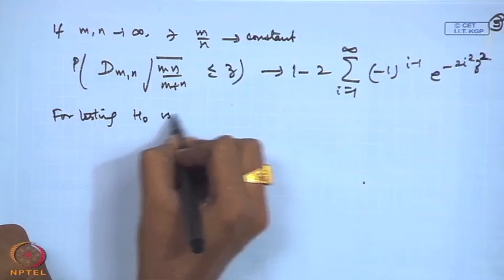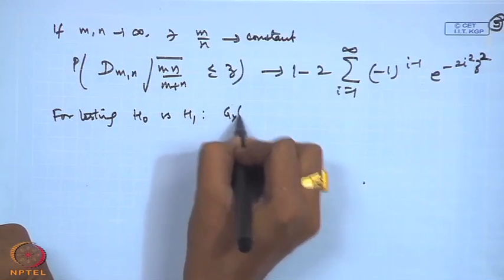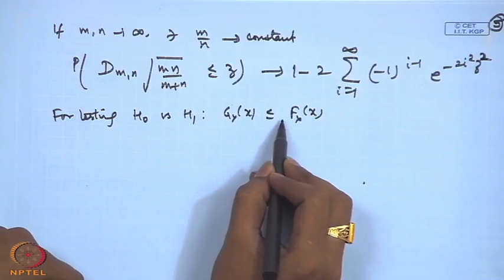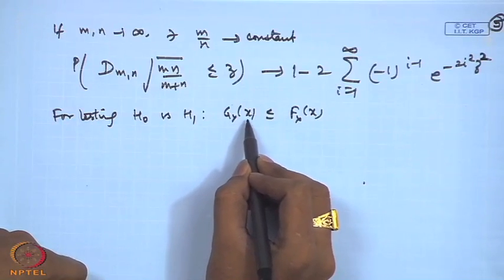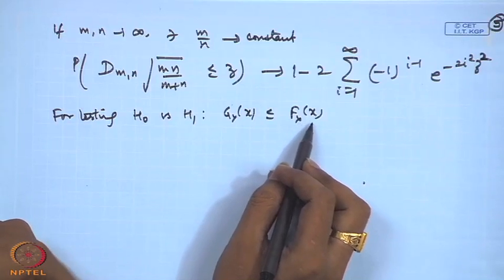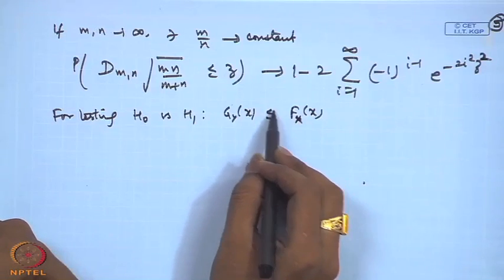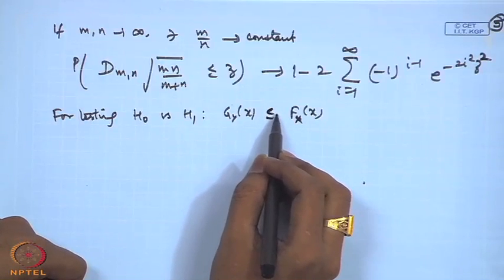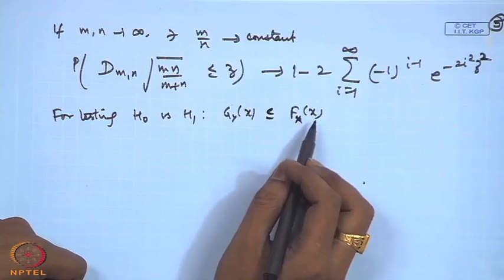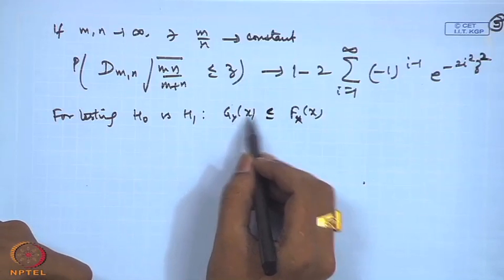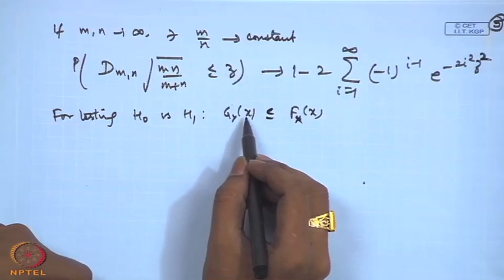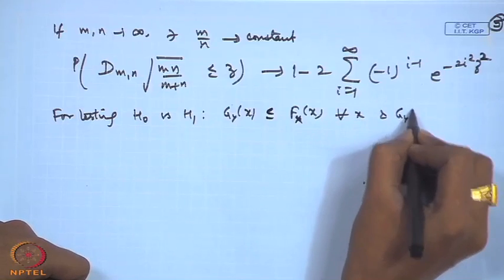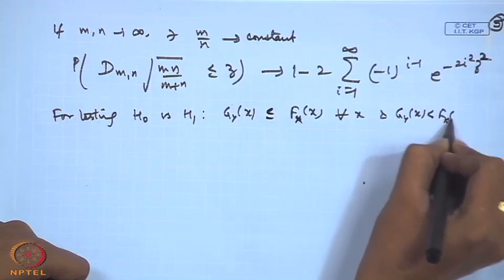for testing H naught versus H 1, where H 1 could be like a stochastic ordering, that is say G(x) is less than or equal to F(x). Basically, it means probability of Y less than or equal to x is less than or equal to probability of X less than or equal to x. That means, basically what we are saying is that X is stochastically smaller than Y, for all x, and say G(x) is less than F(x) for some x.